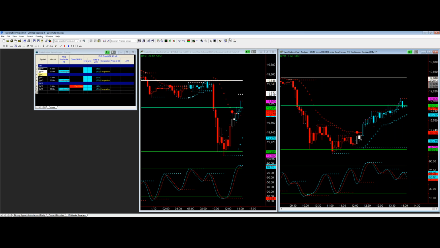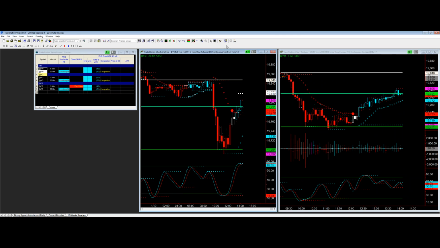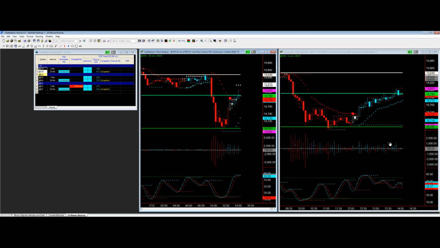So I do like to have the volume on there. I'll put this on both. Now, I either need price to be at a congestion dot or I need it to be at an ATR. It's the only way that I will actually take a 20-minute binary. So we're going to wait. If it gets to a congestion dot or an ATR, it will be shown right here in this radar screen. So I'm going to wait and see if something pops here.